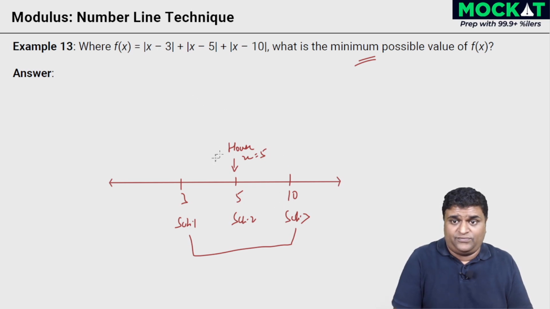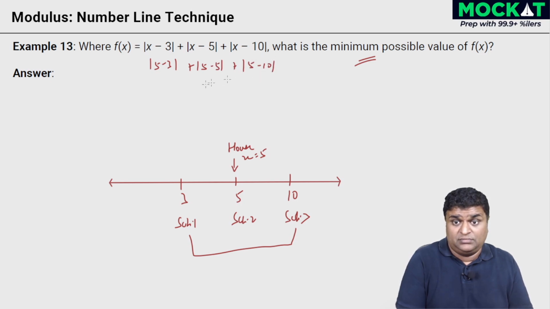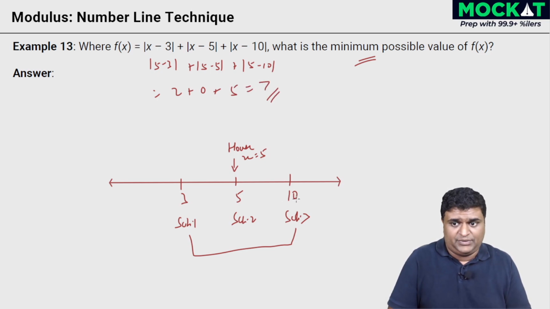So if you substitute 5 over here, you're going to get modulus of 5 minus 3 plus modulus of 5 minus 5 plus modulus of 5 minus 10, and you're going to get 2 here plus 0 here plus 5 here, and say 7. That's one way to find the 7. The other way is to say this sibling is not traveling any distance, 0. The distances covered to the left and right are going to total up to 10 minus 3, which comes to 7.